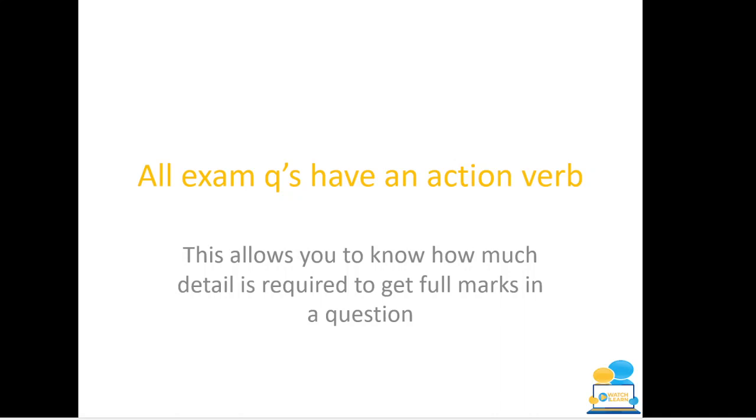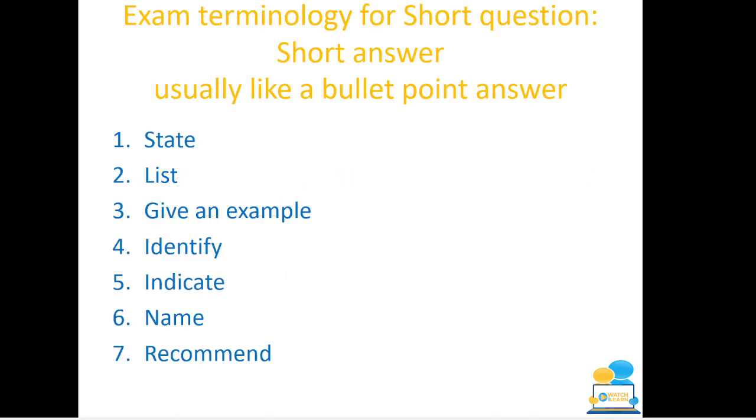Because there's such a thing as short questions and long questions. So the short questions are always found in section A, and then the long questions are section B, okay? So these are your exam terminology for short questions. These are what we call action verbs, okay? When you're given answers for these, you're given short and sweet bullet point answers. Examples of action verbs would be state, list, give an example, identify, indicate, name, recommend. So maybe you could name a fat soluble vitamin, and all you write down there is vitamin D.